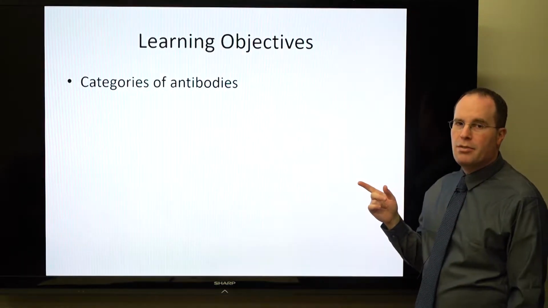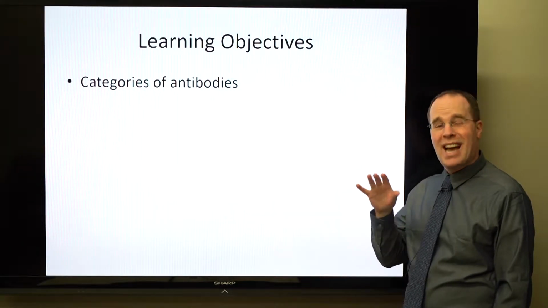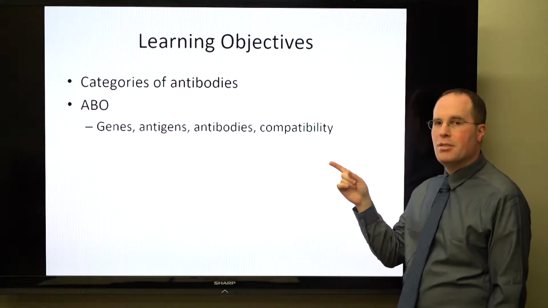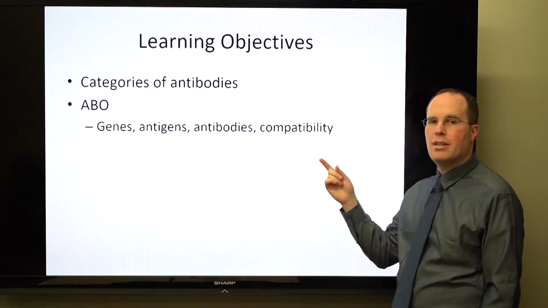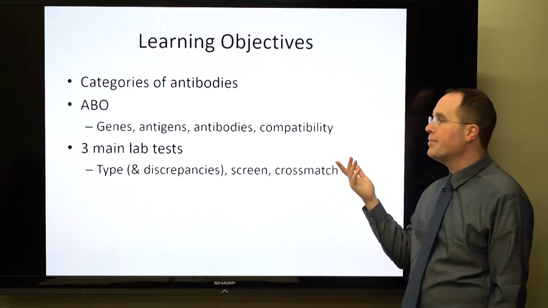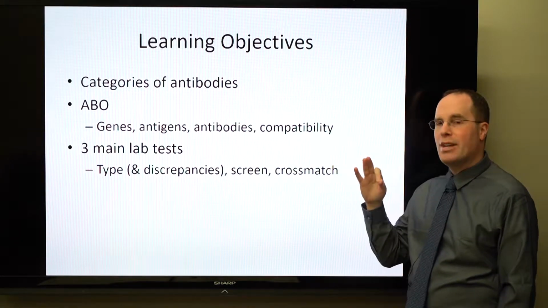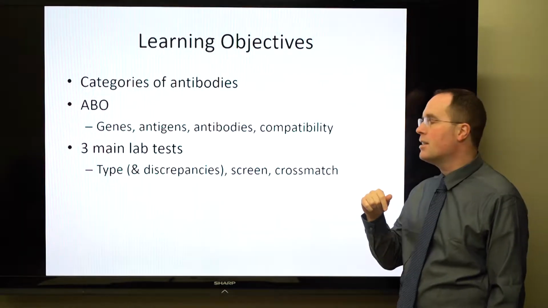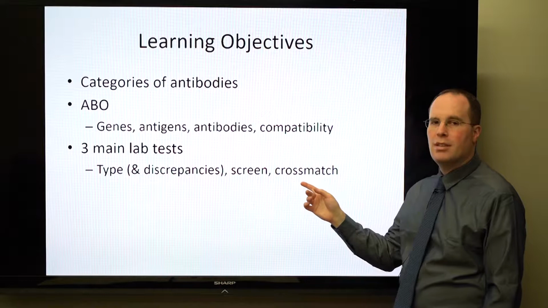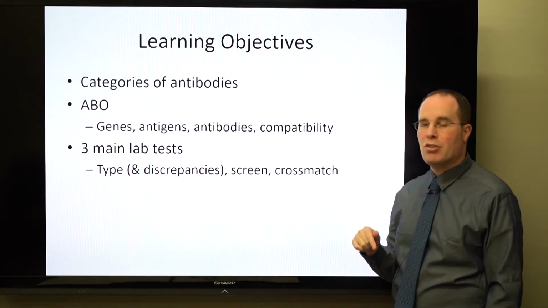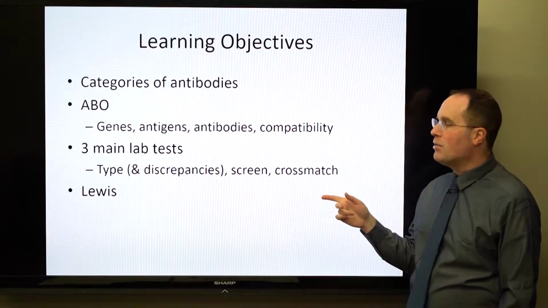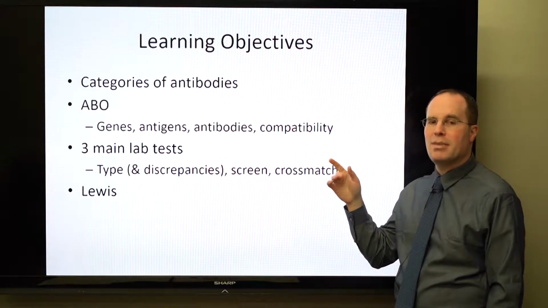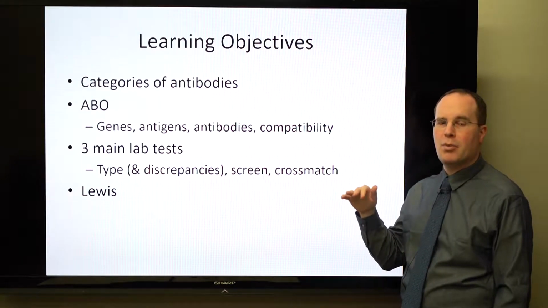So our learning objectives for this talk: we're going to discuss the broad categories of red cell antibodies, and then we'll dig into the ABO system. We'll talk about the genes, antigens, antibodies, and rules of compatibility. We'll discuss briefly the 3 main lab tests that we use for pre-transfusion compatibility testing: the type, the screen, and the cross-match. And we'll also spend a few minutes on type discrepancies. And then finally, we'll discuss the Lewis system, which has some similarities with the ABO system in that they're both carbohydrate blood group antigen systems.